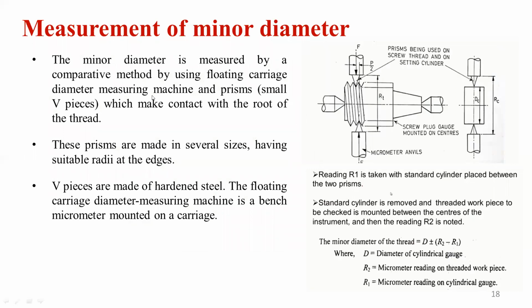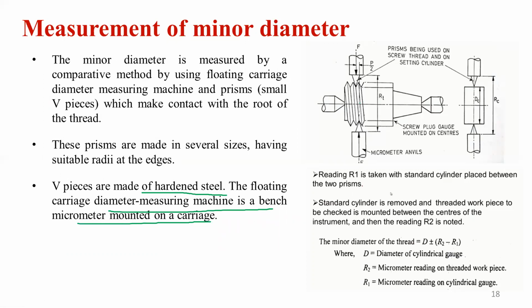And now the measurement of minor diameter. The minor diameter is measured by a comparative method using the floating carriage diameter measuring machine, and we use small V pieces, which are called prisms. These make contact with the root of the thread. These prisms are made of several sizes having suitable radii at the edges. They are made of hardened steel, and a floating carriage diameter measuring machine is a bench micrometer mounted on a carriage.